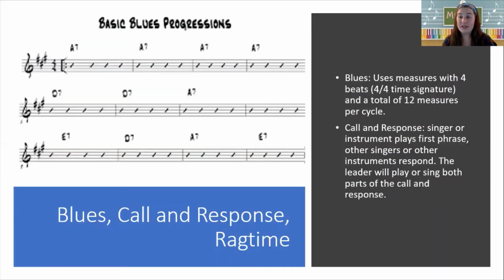We talked about this in our last unit. We're going to talk about it again because it's the basis of blues. It's the 12-bar blues, which uses measures with 4 beats, so the 4/4 time signature, and there's a total of 12 measures per cycle. Also very important is that call and response. So the leader either sings or plays an instrument and the group responds back. And this conversation, blues also engaged in that conversation. And it was a good way to share ideas and thoughts and feelings.